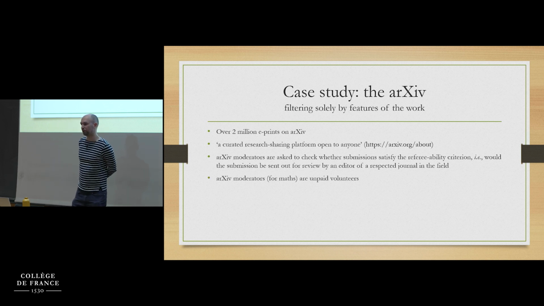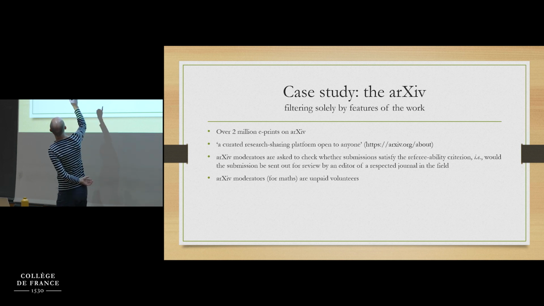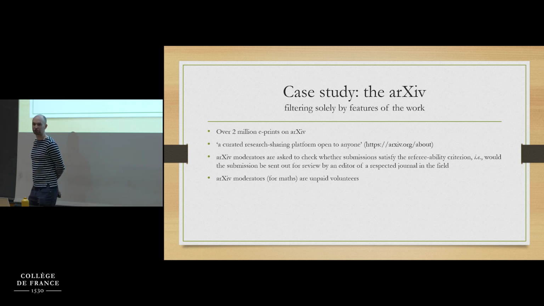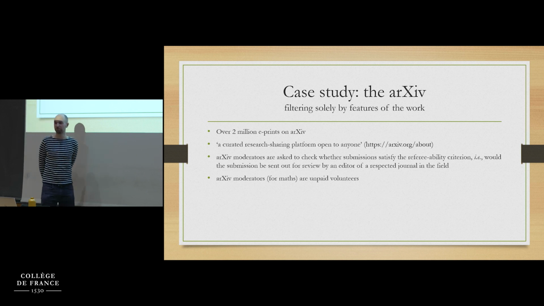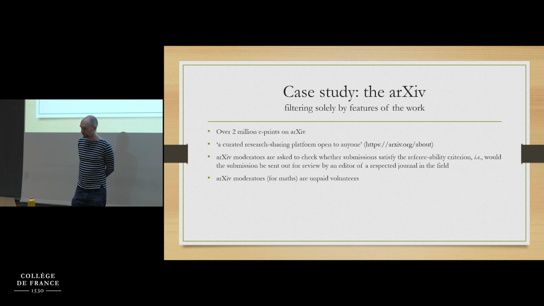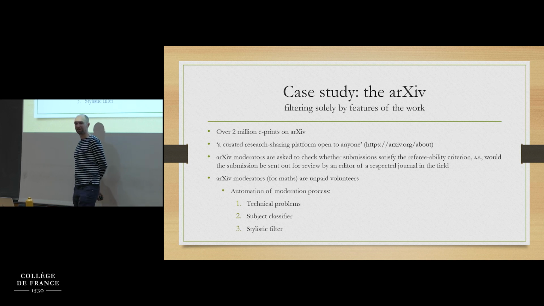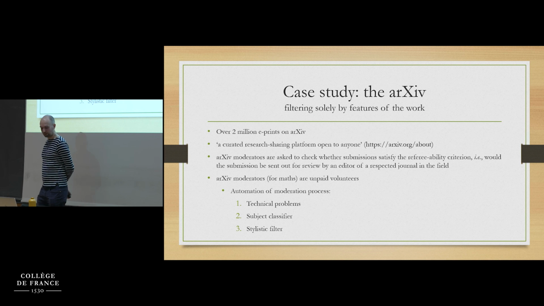These archive moderators, at least for maths, are unpaid volunteers. And I mean, the archive is huge, right? Over 2 million e-prints on the archive. I checked this like a year ago last, and that was over 2 million, so by now it's even bigger. So what this means is we need some kind of automation for this process, right?